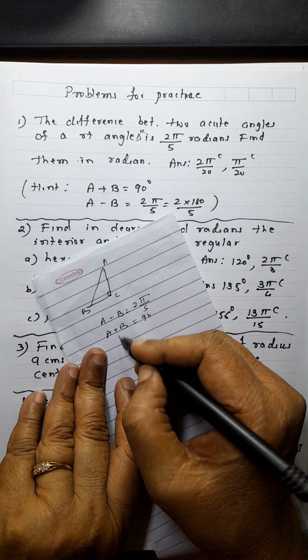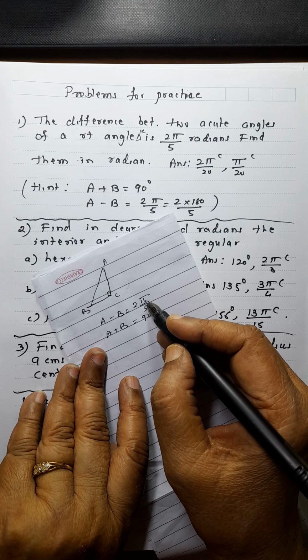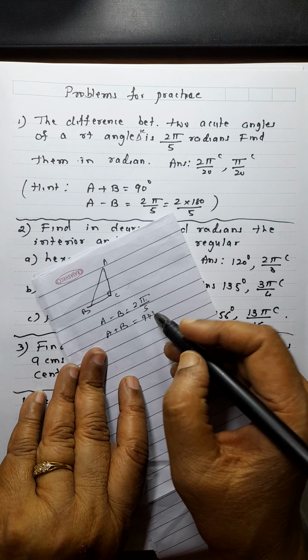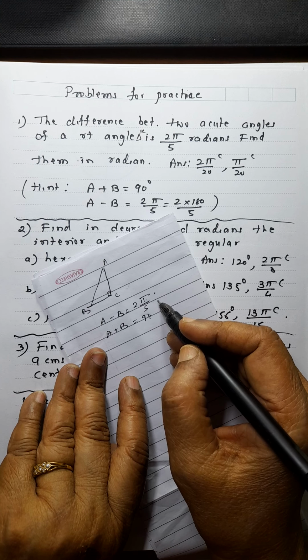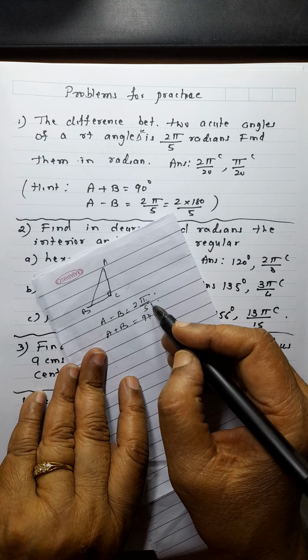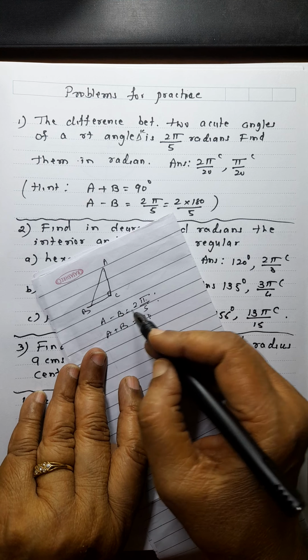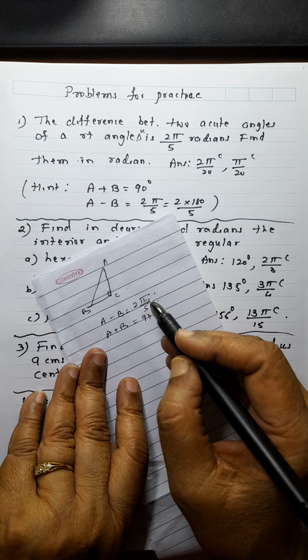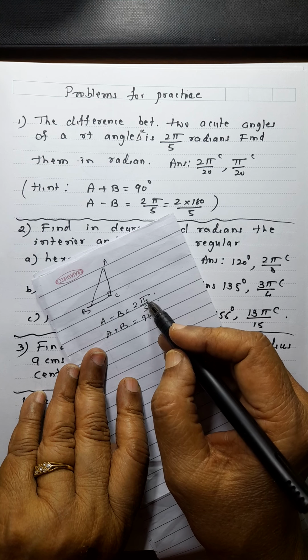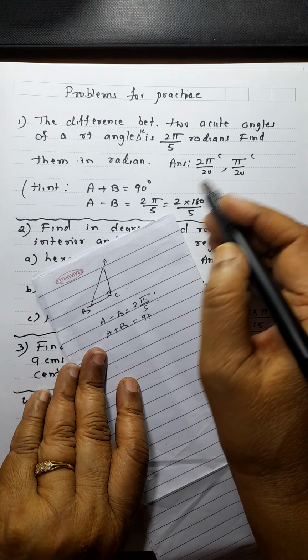If you want to add and subtract, you have to make them in the same units. This is in radian measure and this is in degrees, so you make this one in degrees by multiplying by 180 by pi. Cancel out some terms and then you will get A minus B and A plus B. Find A and B and write them in degrees. To write them in radians, you multiply by pi by 180, and you will get the answer.